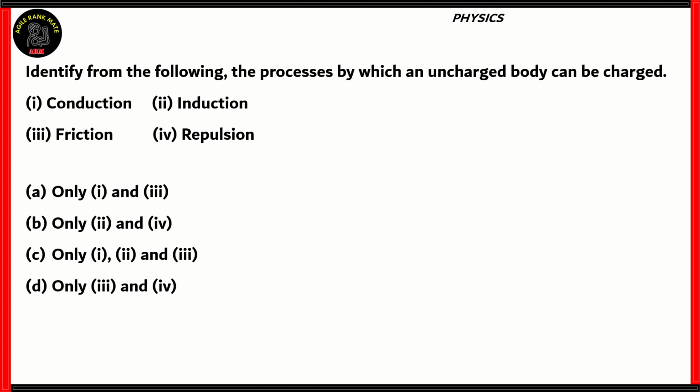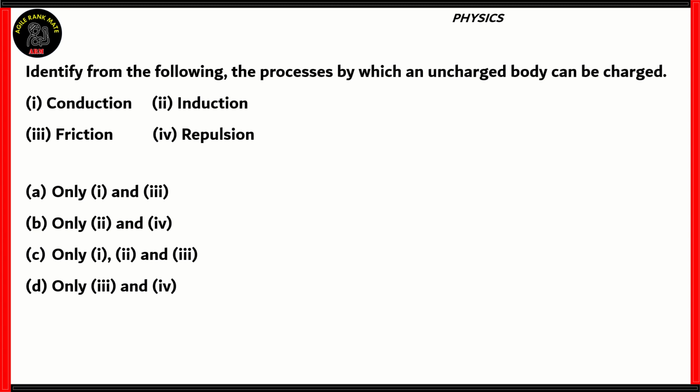Next question, on physics. Identify from the following the processes by which an uncharged body can be charged. 1. Conduction, 2. Induction, 3. Friction, 4. Repulsion. And we have some options that group some of them. So from this we have to find which of these can be used to charge an uncharged body.